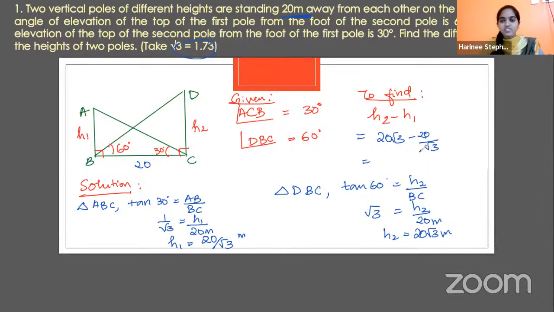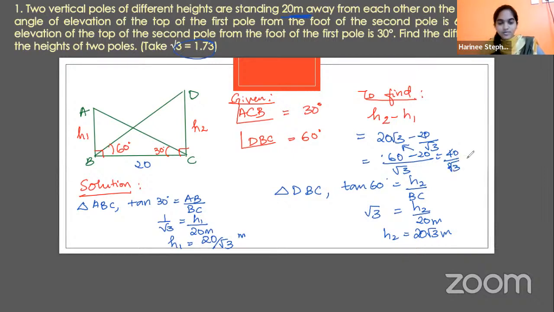But before that, I would suggest you to take LCM and rationalize the denominator. If the denominator is 1.73, it is difficult for us to calculate, right? So it's better to rationalize. So first take LCM, which would give you whole divided by root 3. 20 into root 3 into root 3 is going to be 60 minus 20. So 40 upon root 3.